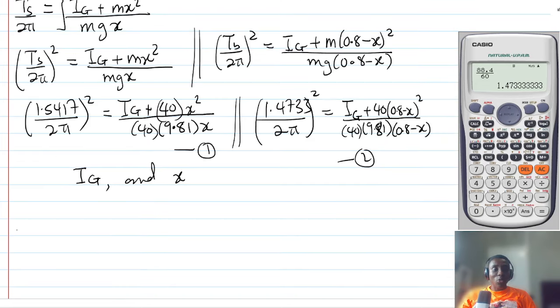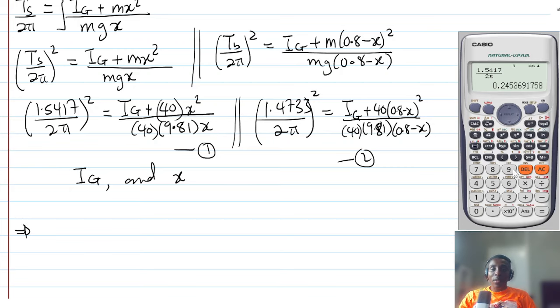So let's do everything together, starting from the first equation. From equation 1, what can we say? We can say that if we calculate 1.5417 and divide it by 2π, and then take the square of this, what is that going to give us?